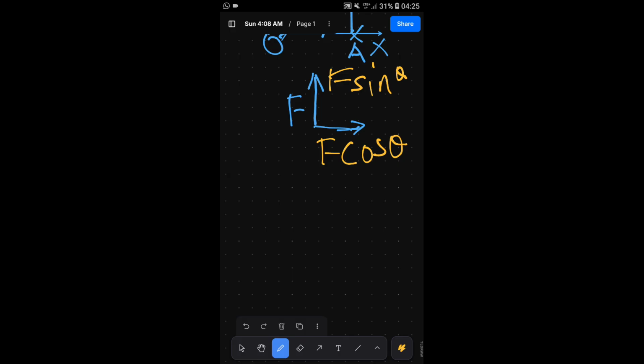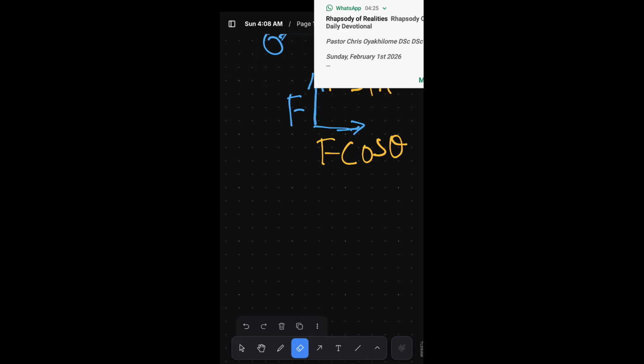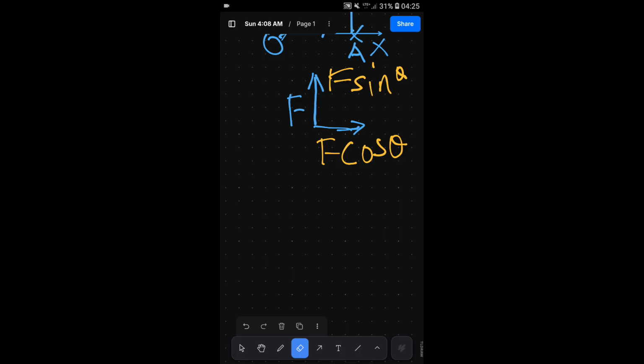Alright, so F sine theta is the component of the force that acts vertically upward, and F cos theta is the component of the force that acts horizontally. And this horizontal component of the force is a component that aligns perfectly in the direction of motion.